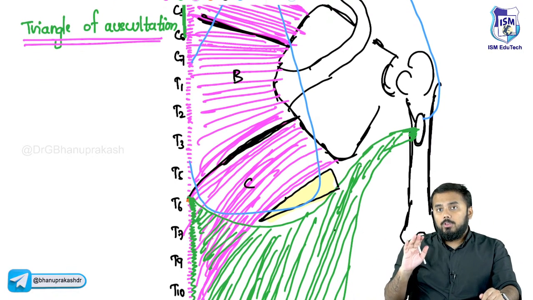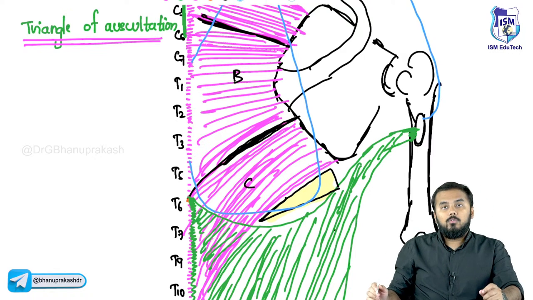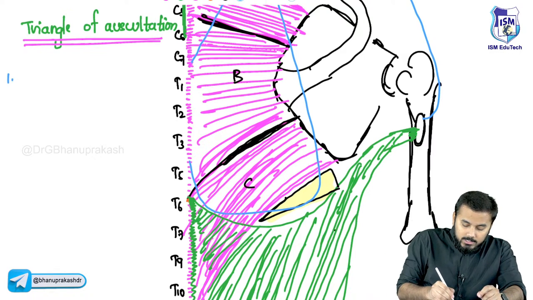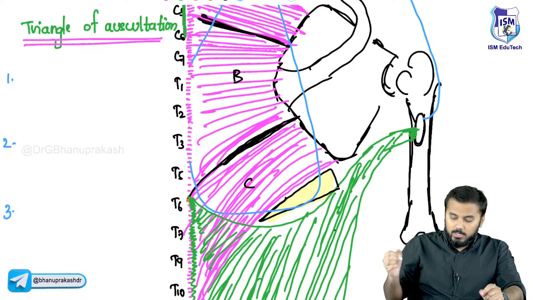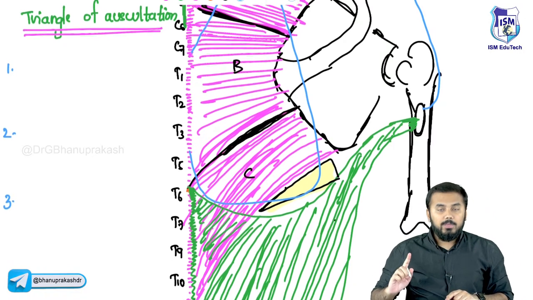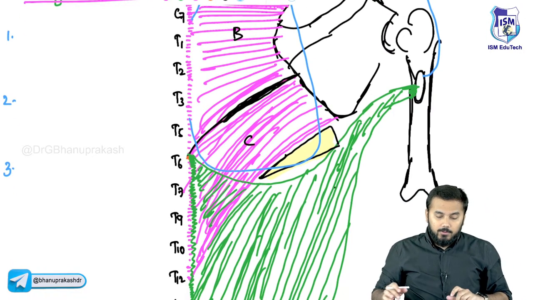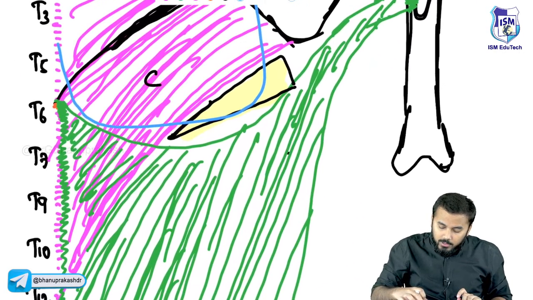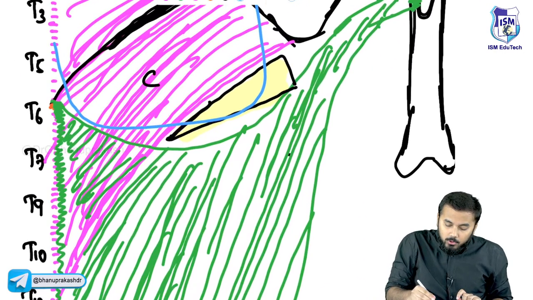Now, if you look at the borders of the triangle of auscultation, let us write down the borders. A triangle has three borders, yes or no? Now, tell me, what are the borders here? The first important thing is that I'm drawing the borders. All of you pay attention now.